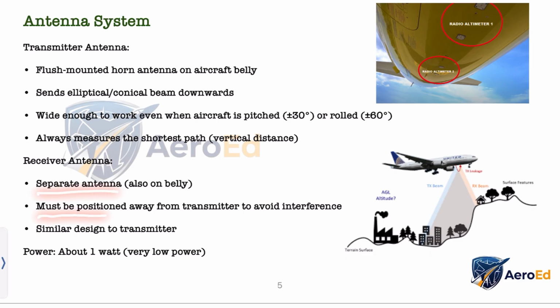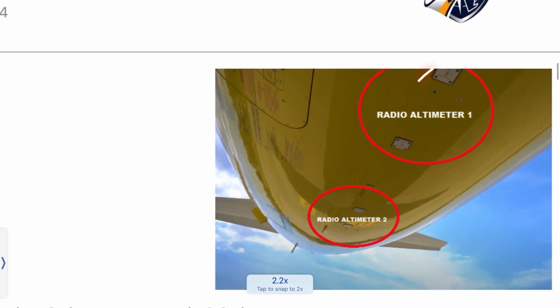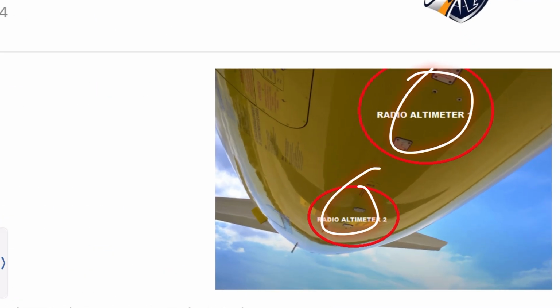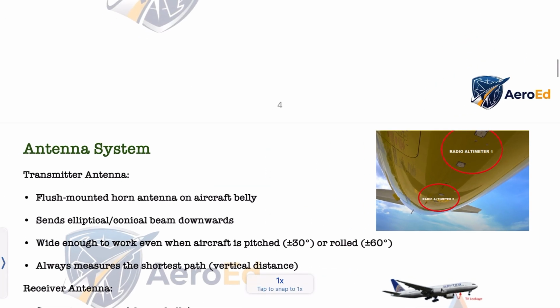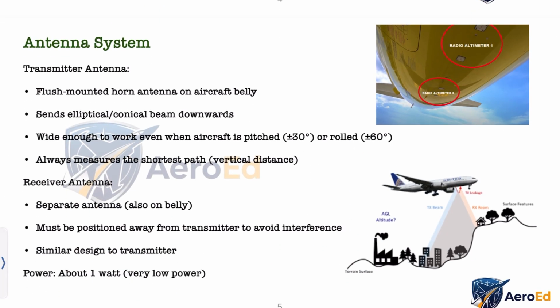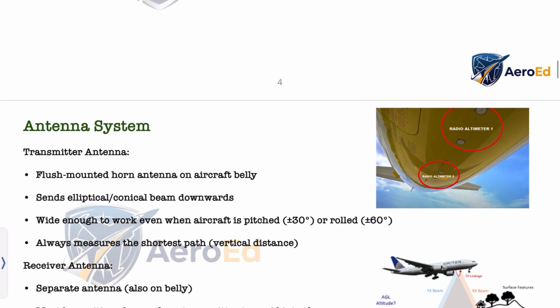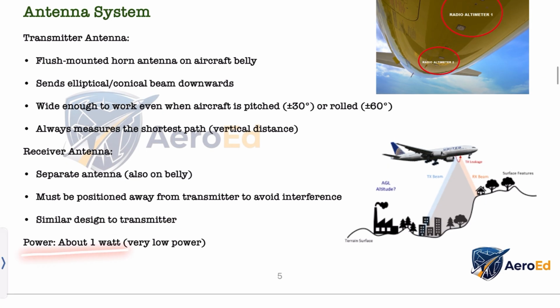The next point states that it must be positioned away from the transmitter to avoid interference. So of course it should be at a distance, right? As you can see from here also, it is at a distance, to avoid any interference between the transmitter signal and the receiver signal. The last point states that it is a similar design to the transmitter, as you can see from here also. The power it uses is about 1 watt, which is very low power.